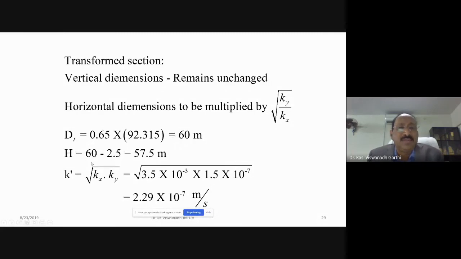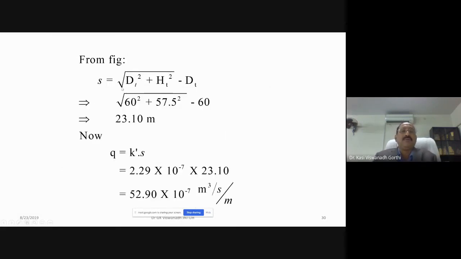The height is 60 meters, so H value is 60 minus 2.5. This is the freeboard, so your height of water is 57.5. K dash is square root of Kx into Ky. This is the value for K dash. Then S will be equal to square root of dt square plus h square minus dt, instead of d square plus h square minus d. Ht will be equal to h. There is no change in the vertical dimension for the transformed section. So accordingly, square root of 60 square plus 57.5 square minus 60. So the value of S is 23, and hence the rate of flow Q will be equal to K dash into S. You got the discharge.